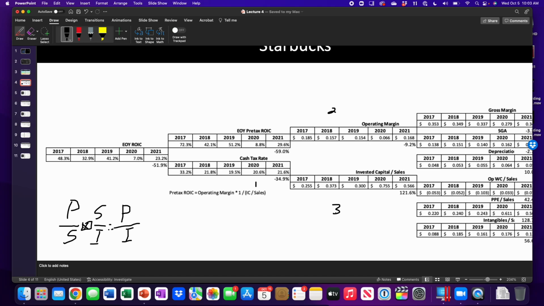Can you tell me what the numbers connect to? Can you tell me whether it's better or worse for what we're trying to analyze here? That's the more important part for this assignment. Questions about ROIC? Let's do another company.